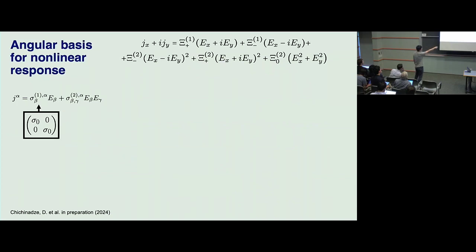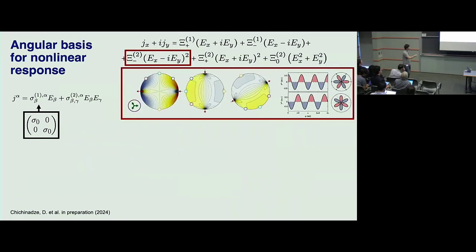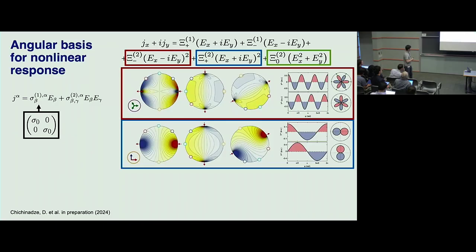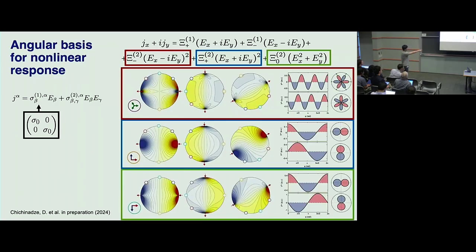These are the linear part. Let's ignore them for the time being. If you look at the nonlinear term, there are these three parts. They're categorized by symmetry. If you look at the first part, the angular dependence looks like this. It's threefold symmetric. If you look at the next two parts, the angular dependences are both one-fold symmetric, but they have different chirality.